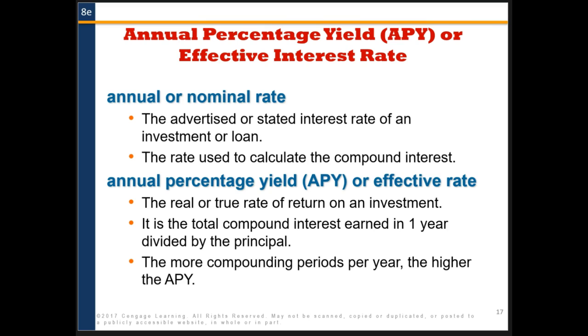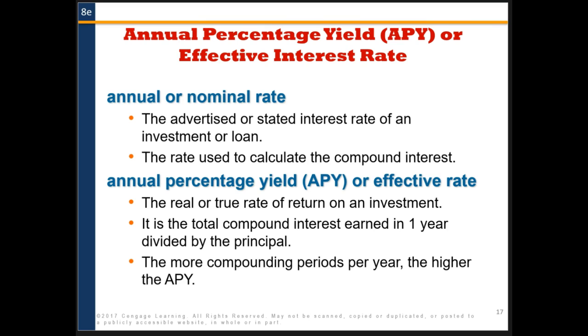In describing investments and loans, the advertised interest rate is known as the annual or the nominal rate. It's also the rate that we use to calculate compound interest. So consider what would happen to an investment of $100 at 12% nominal interest. The greater the number of compounding periods per year, the higher the amount of interest earned. So although the nominal interest rate is 12% with monthly compounding, that $100 earns more than 12%. This is why many investment offers today advertise daily or continuous compounding.